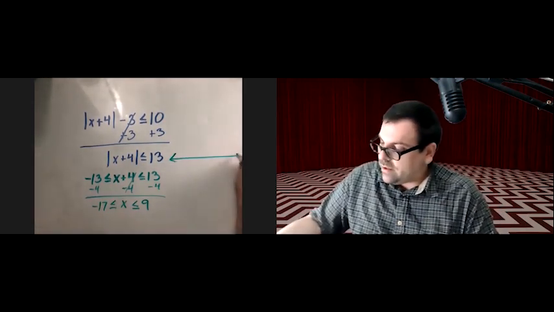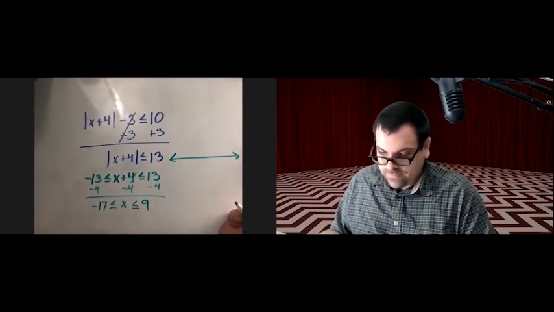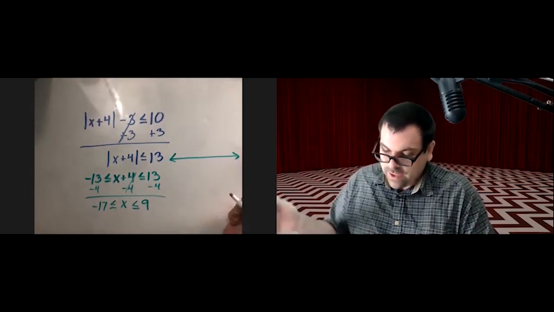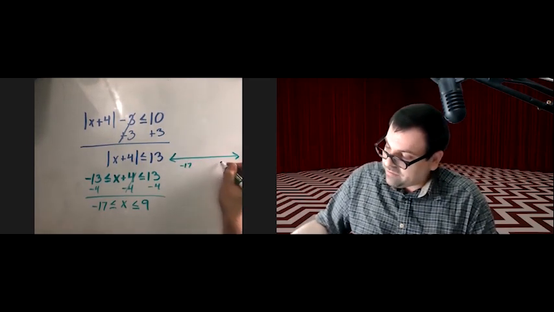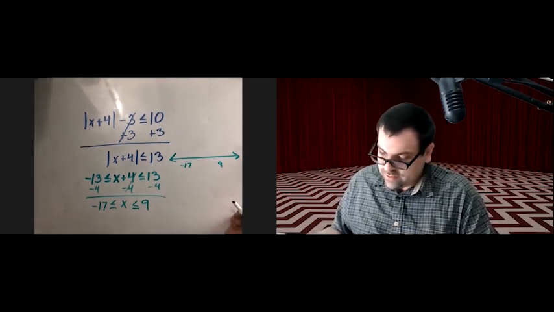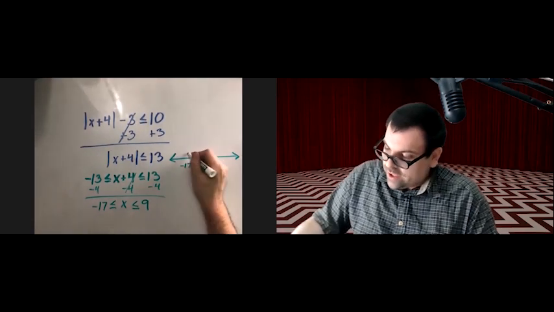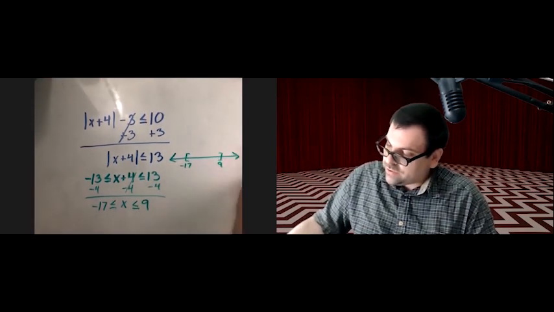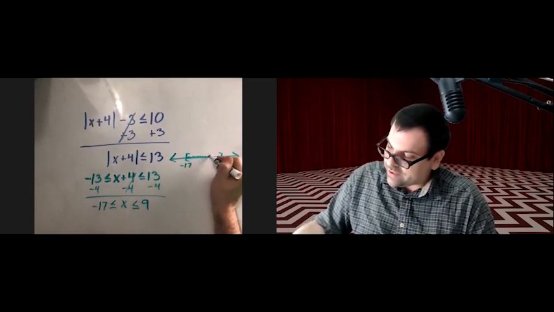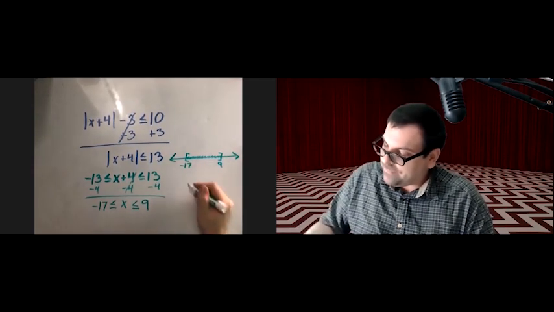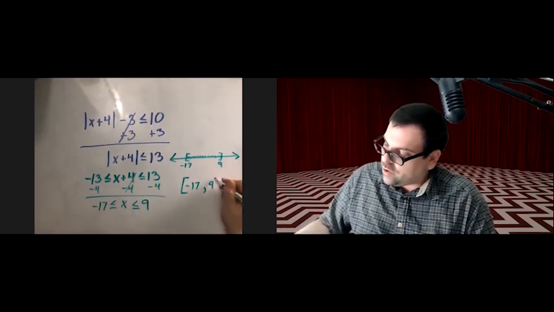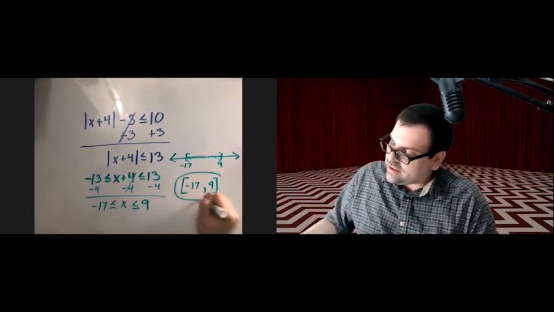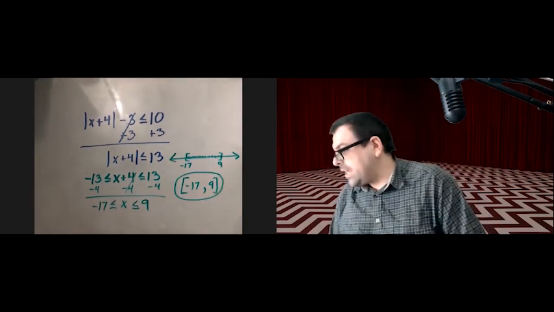On a number line, we would have -17, we would have +9. Square brackets because of the or equal to, and our x is everything in between. We shade inside. In interval notation, we'd have the interval from -17 to +9.